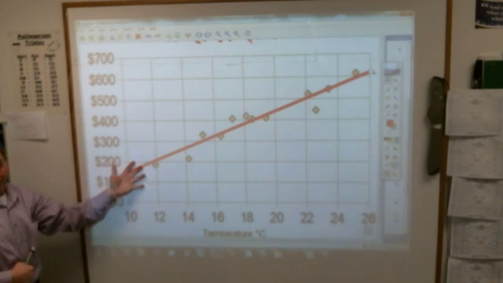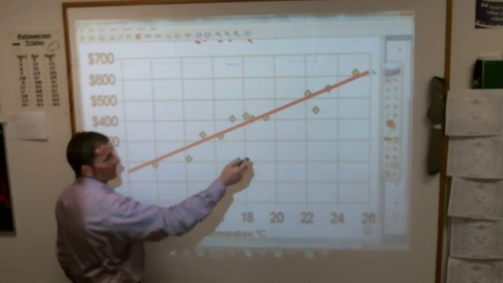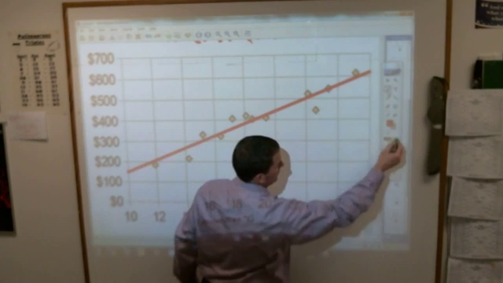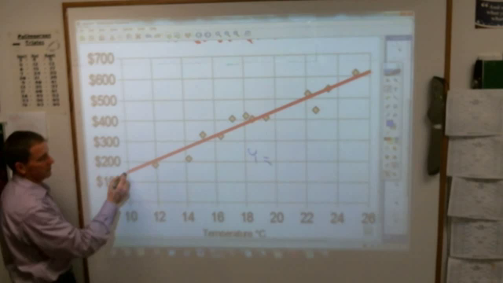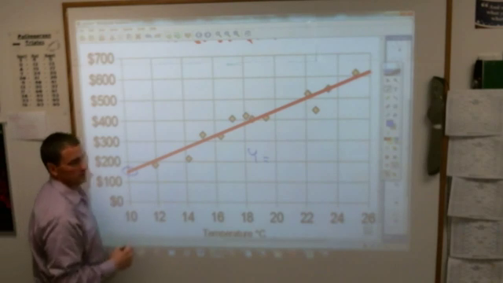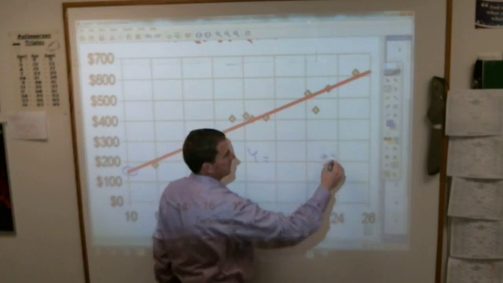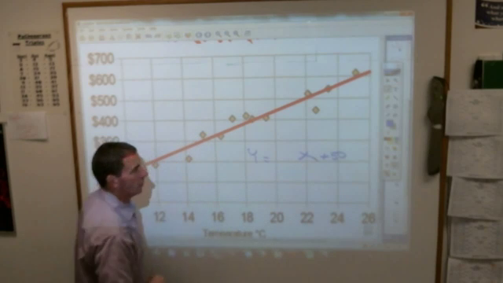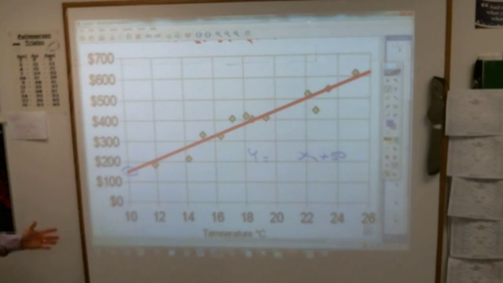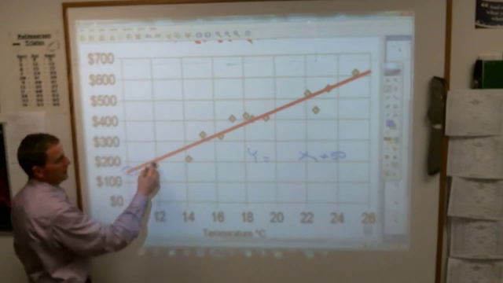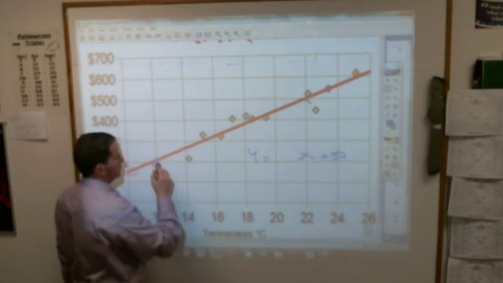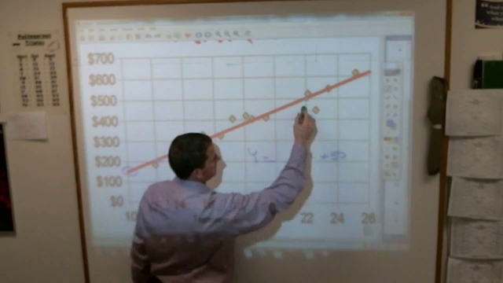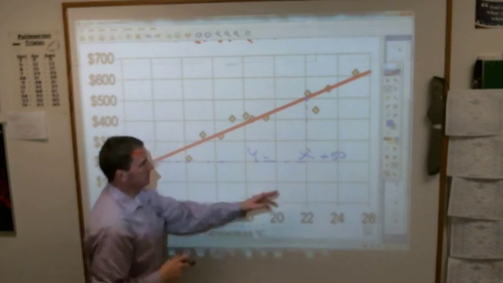If I asked you to write an equation of that line, you would come up with something like this. Y equals, where does it cross the y-axis? At about 150. What is going to be about the slope of that line? You could do this. It crosses kind of right here, and it crosses kind of right here. So draw your right triangle right here. How high is it from here to there?